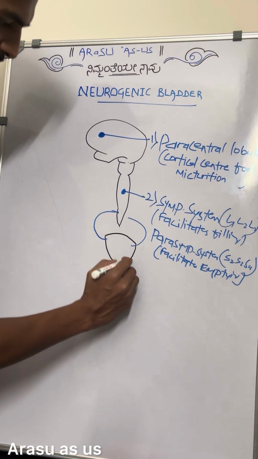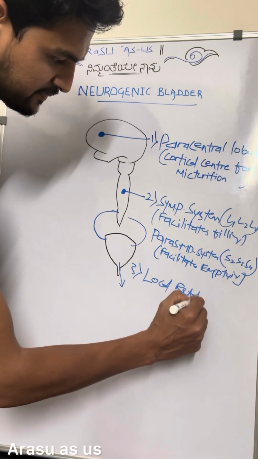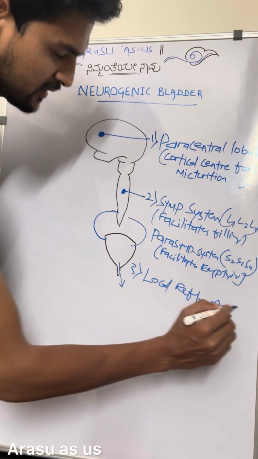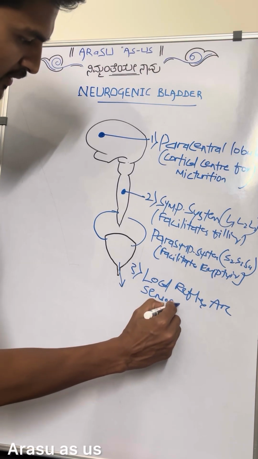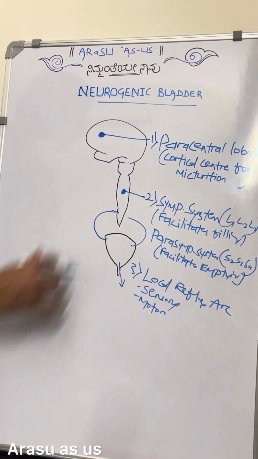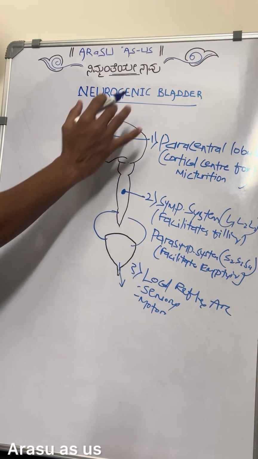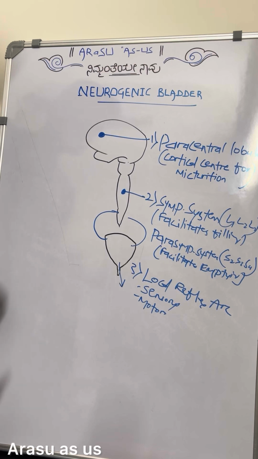So this is the third part, the local reflex arc, which has two components, mainly sensory and motor. These are the things we have to know in the process of micturition. Now we will deal with the neurodeficit here.